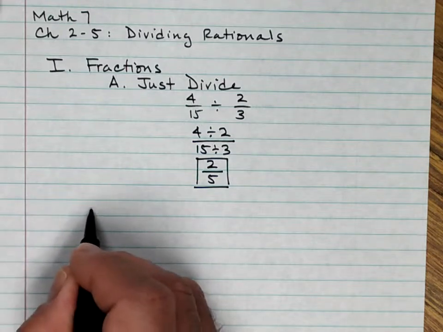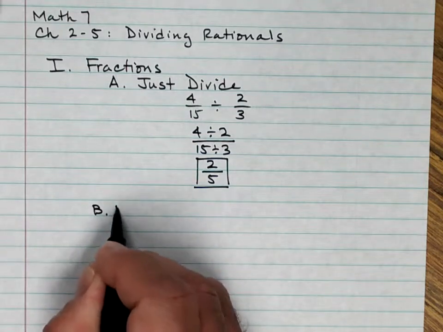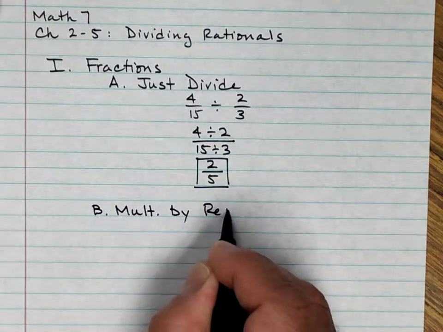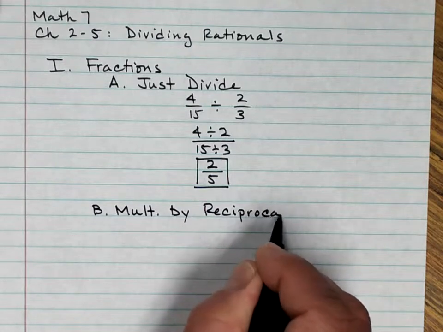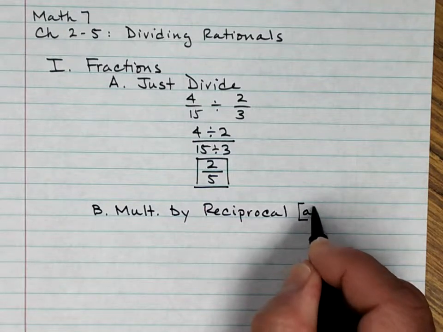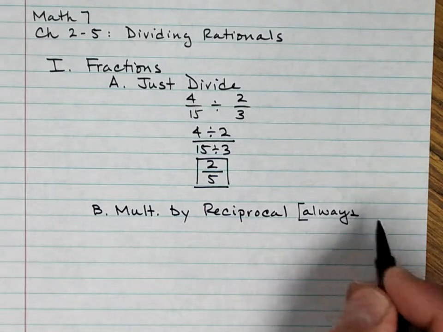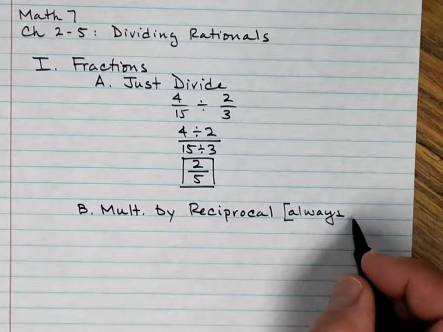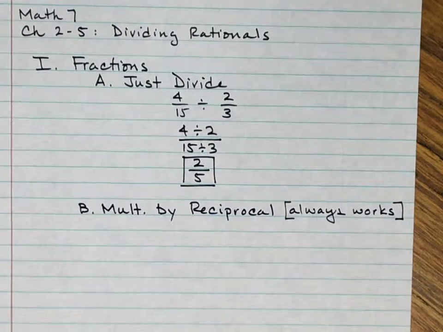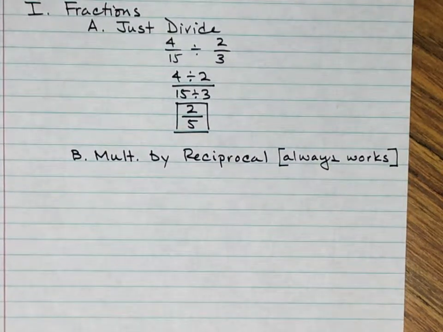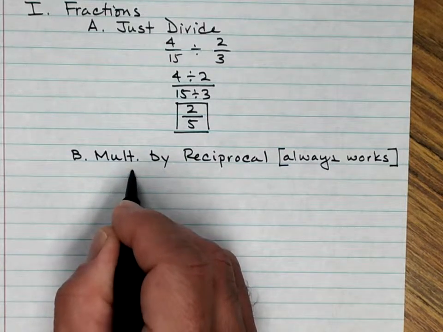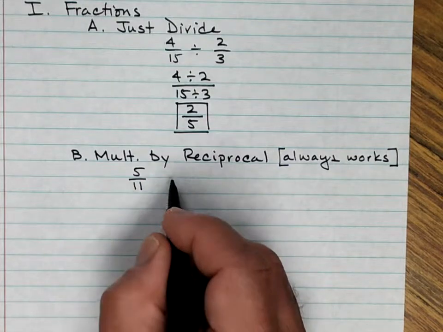Generally, this is what we're going to do. Generally, we're going to multiply by the reciprocal. This always works. No matter what pair of fractions they give us, this always works. So we've got 5/11 divided by 1/2.